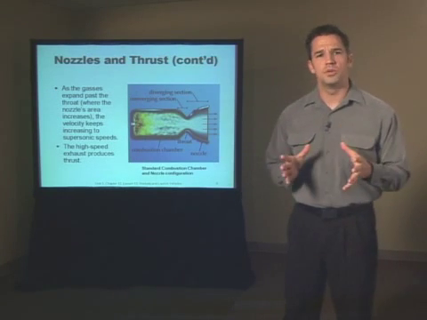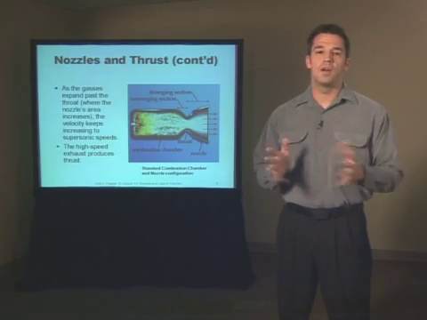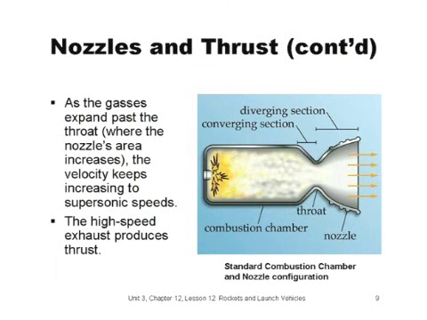Because the Bernoulli principle is one of the most important concepts in science, let's go over it again as we follow this diagram. The Bernoulli principle tells us that low-velocity gases move into the nozzle's converging section called the throat. They go faster and faster until they reach the speed of sound at the narrowest part of the throat. As the gases expand past the throat where the nozzle increases in area, the velocity keeps increasing to supersonic speeds. The high-speed exhaust produces thrust.